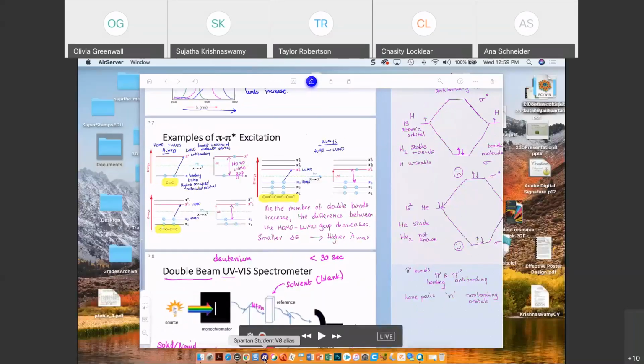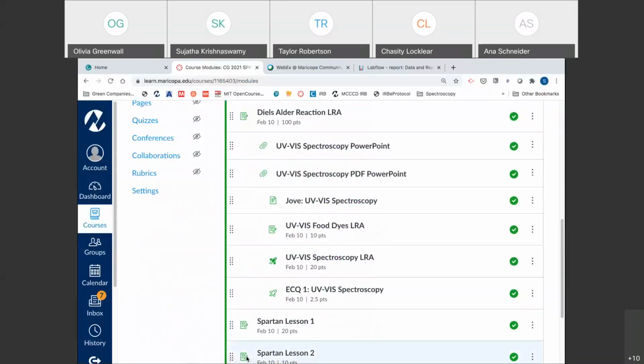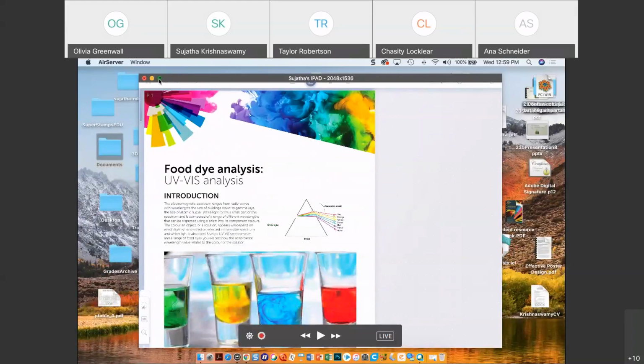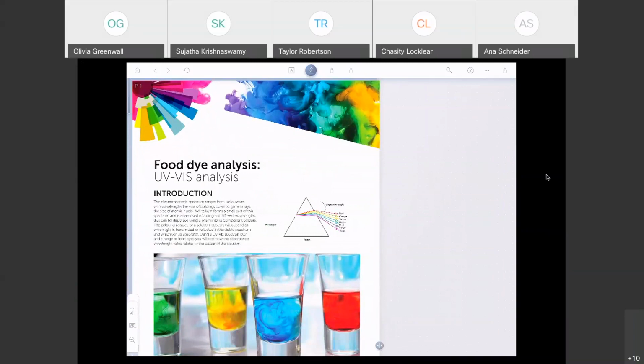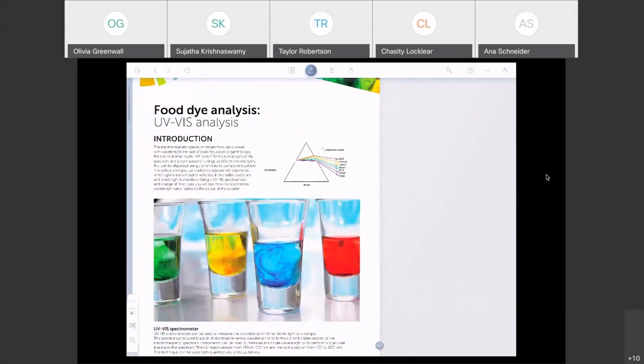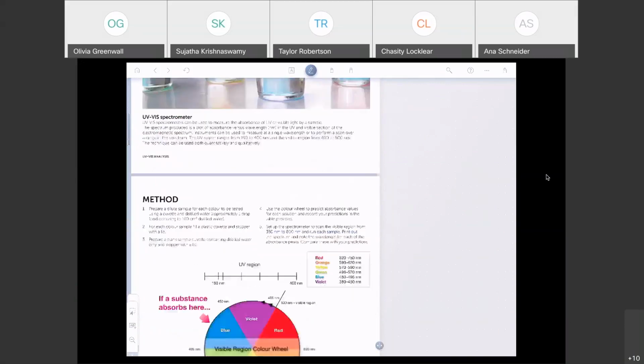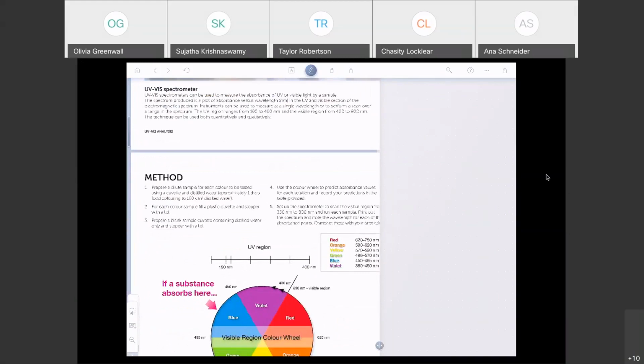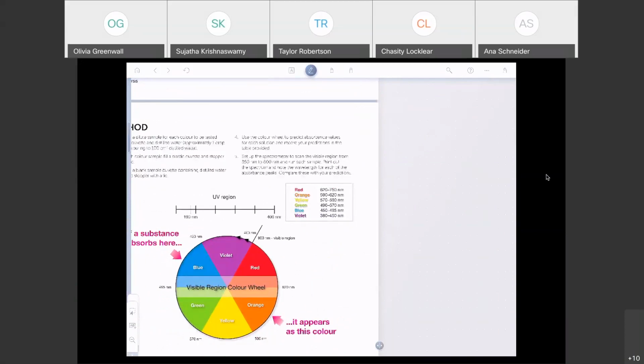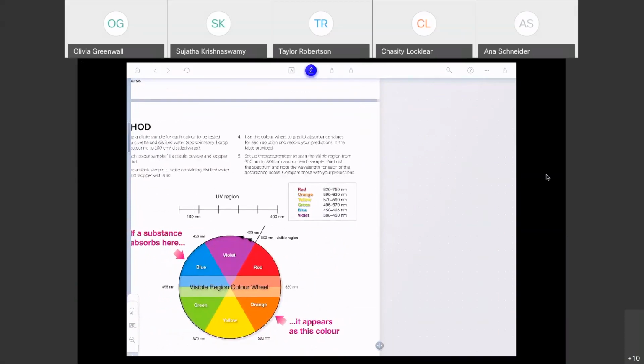Okay, so the next one I'm going to look at is UV vis food dyes. That's what I want you to look at. That's going to open as a PDF. It's going to look like this. This gives you the theory again. You can read that on your own. It tells you what the method is. It's something we do in the lab. You'll take different food dyes. You'll make solutions. And this is something that I've already given you.